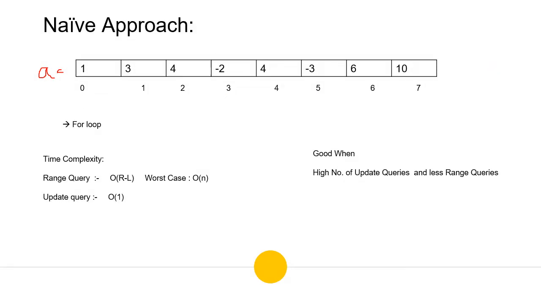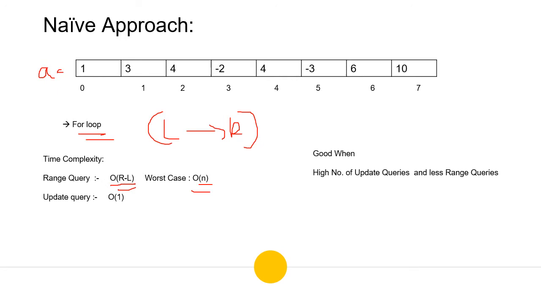What will be the naive approach to do these two operations? First, let's take the range query, the sum operation. For the sum operation, as we are given two indices, we can use a for loop and go from left index to right index and add it to get the sum. The time complexity for this will be O of r minus L. The worst case will be O of n.